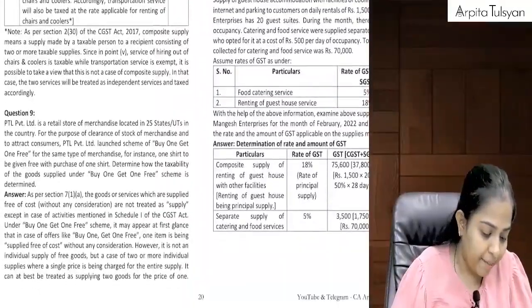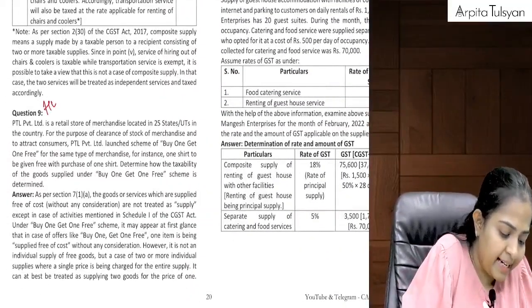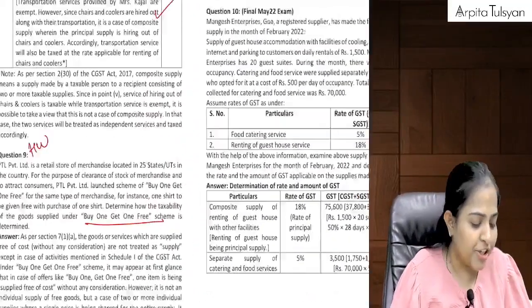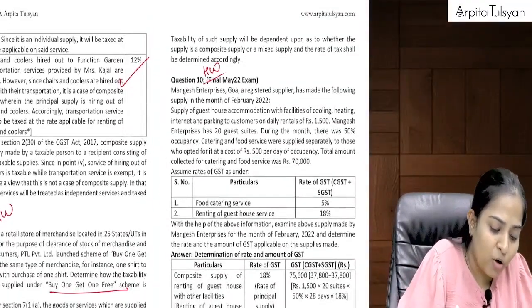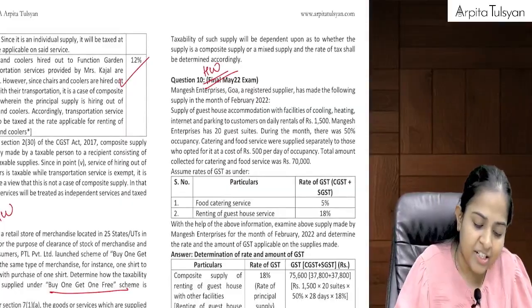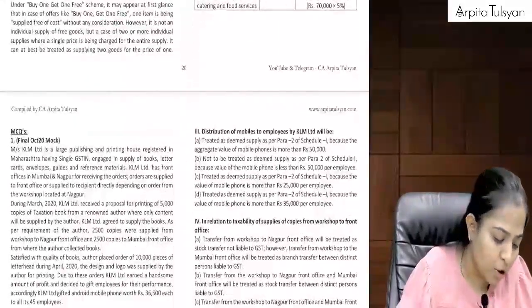Fine, done. Question number 9 is a buy one get one free. That question you can definitely do on your own. Question number 10 is again on composite supply, mixed supply, the thing that we just now discussed. You can just try this question on your own.